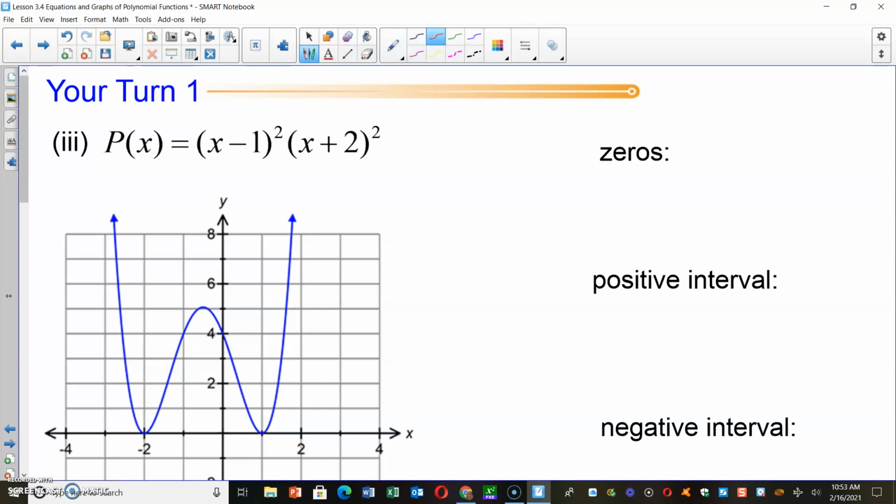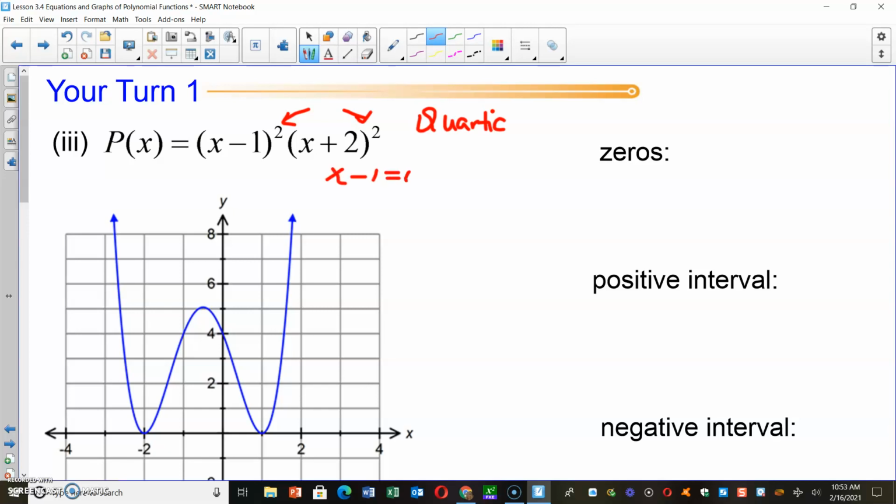This is the Your Turn number 1 in section 3.4 Equations and Graphs of Polynomial Functions. This is a polynomial where we have two factors, x minus 1 and x plus 2, and they both have exponents of 2. When you expand, we know that we're going to get a quartic, and the factors will be determined by setting them both equal to 0.